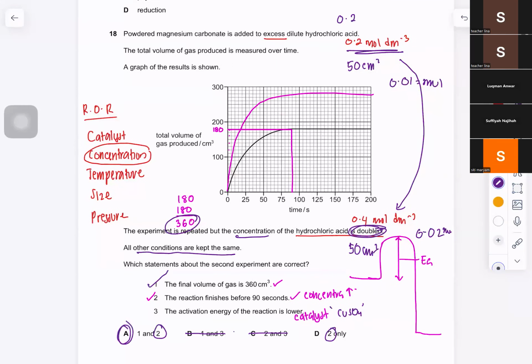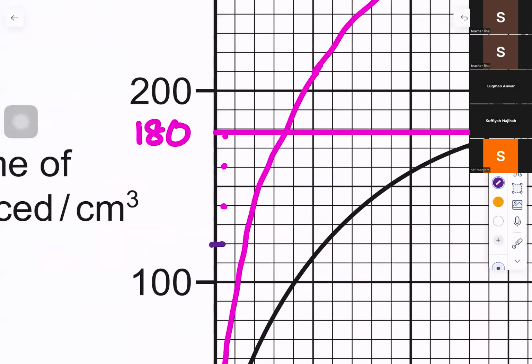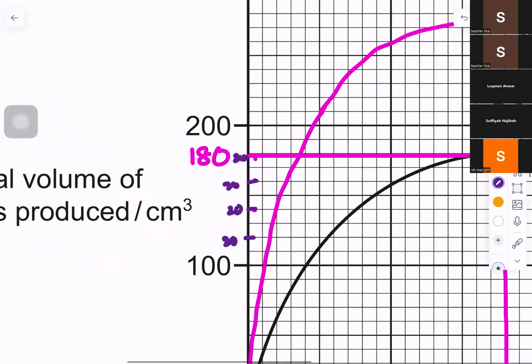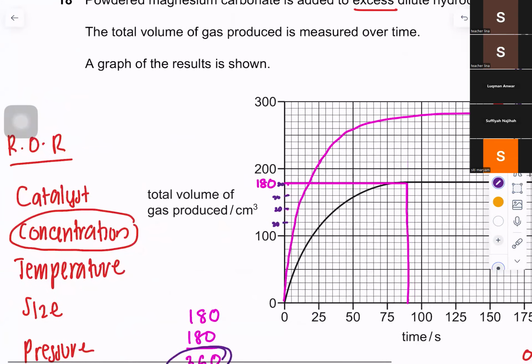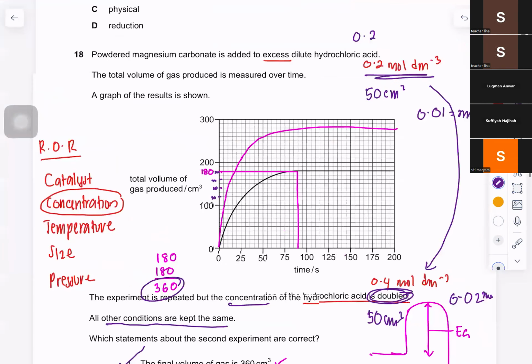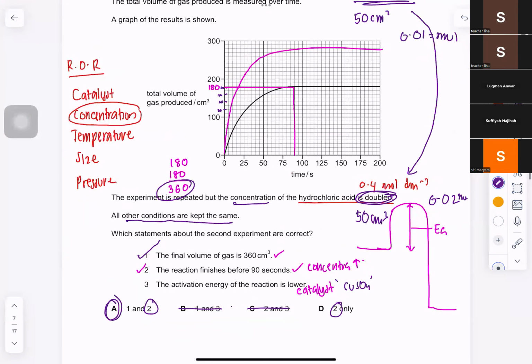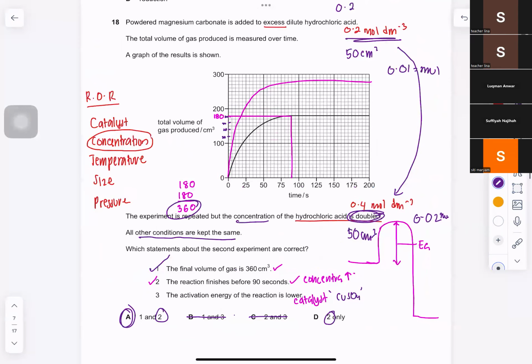This is correct, right? 180. So here 20, 20, 20, 20. Okay, correct, 20. So 180. 180 plus 180 is 360. Done. So, is it clear now? Understand? Any questions?